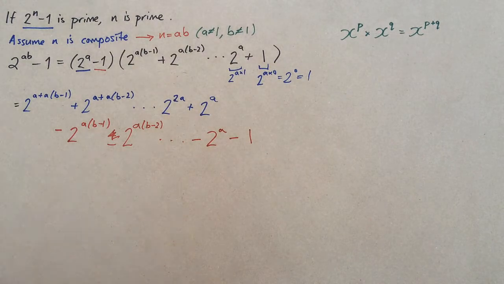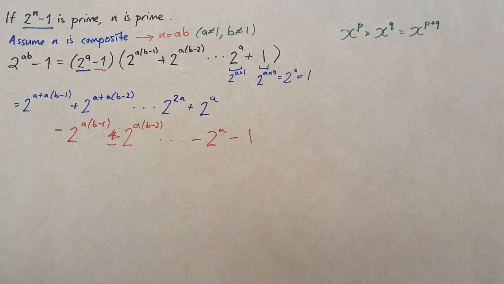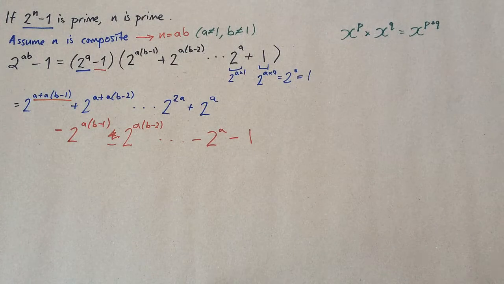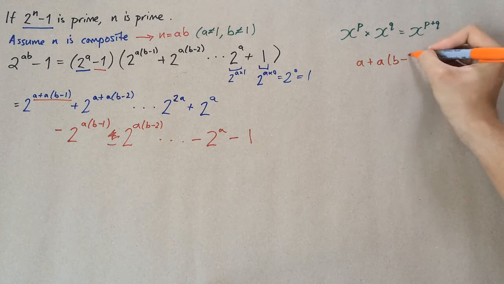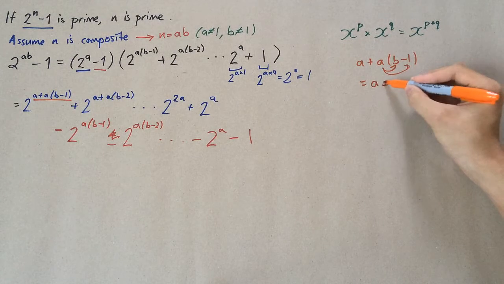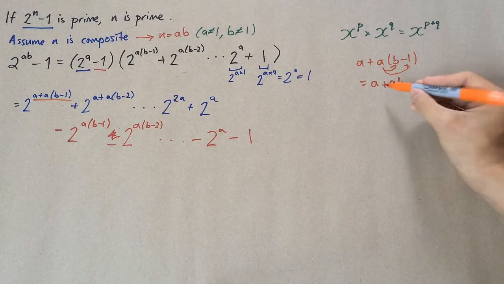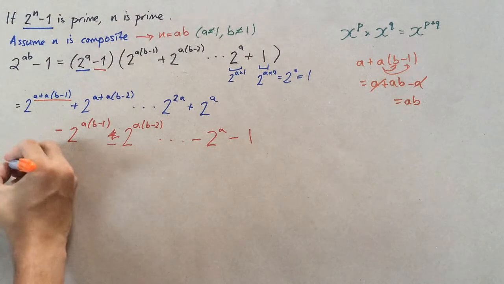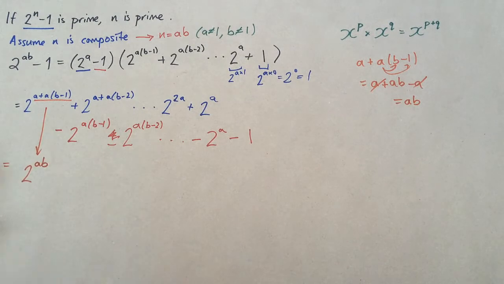Okay, now let's try to take the indices of two of them. Let's try to check that indices first, if we can simplify that bit. a b minus 1. We multiply this out, so we get a plus a b minus a, because we take a times b, then we take a times minus 1. These two a's cancel out, so we just get a b. So this really will just equal 2 to the power of a b.